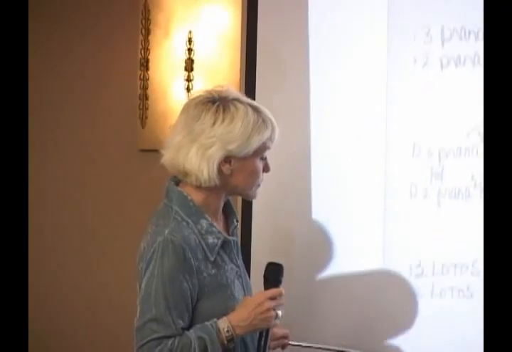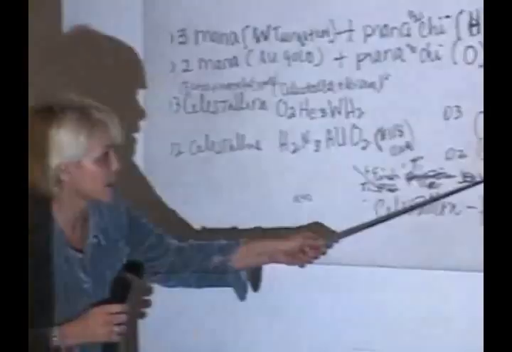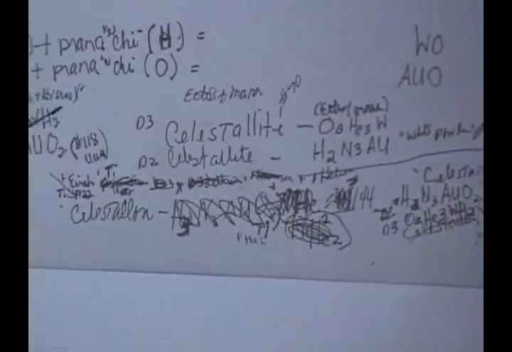Please, honey. Way down here we have this one. Here's where you get celestalon and celestalite, where the formulas for them are. You'd have D3 and D2. I didn't bother doing the D1s. It was just a show.